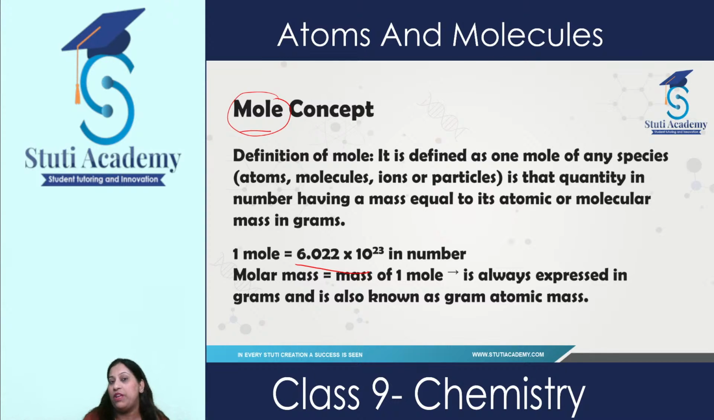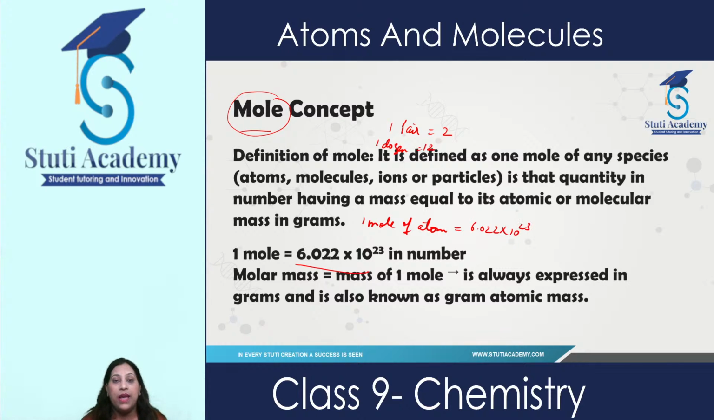As I explained in the previous class as well, like one pair of shoes. If we are saying one pair of shoes, one pair is equivalent to 2. It means it has 2 shoes. And if we are saying 1 dozen bananas, it has 12. So if we are saying 1 mole of atom, it is equivalent to 6.022 into 10 raised to power 23.